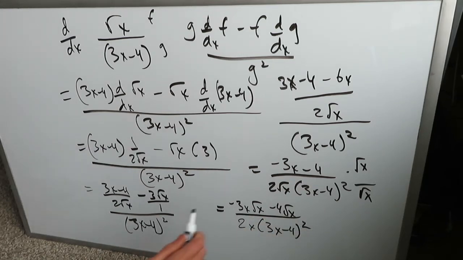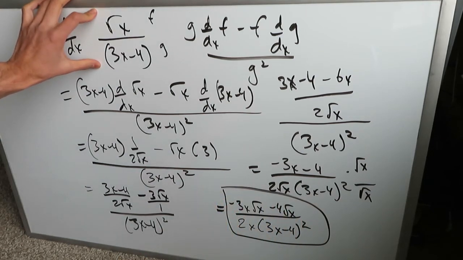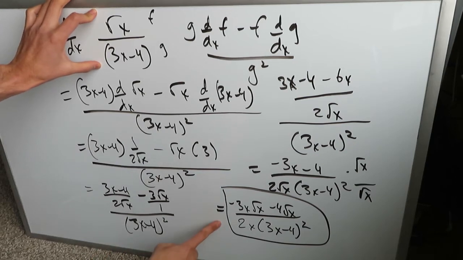And I would say that this right here is a good answer. So the derivative of this rational function involving the quotient rule is right over here.